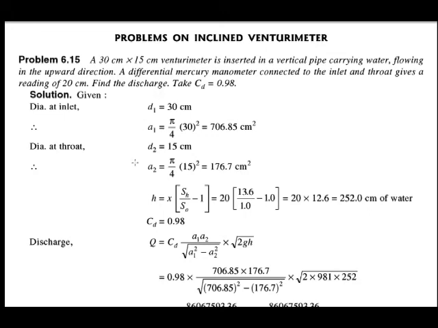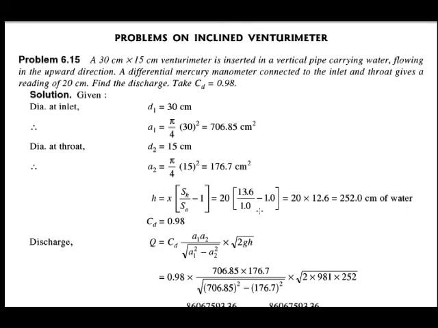So here the liquid present in the manometer is heavier than the liquid flowing through the pipe. So the formula for the H is x into (Sh upon S0 minus 1). So x is 20 into (13.6 upon 1 minus 1), which is equal to 20 into 12.6. So the value of H is equal to 252 centimeter of water.